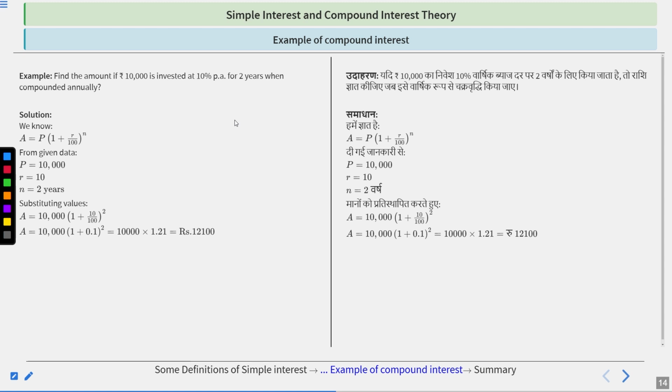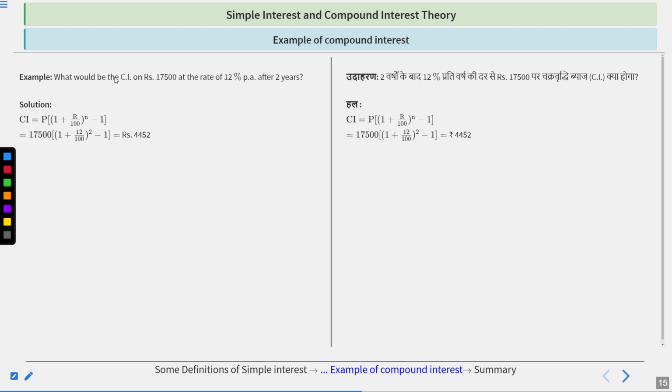There are some examples for compound interest. First example: find the amount if rupees 10,000 is invested at 10% per annum for 2 years when compounded annually. It is very important to understand whether the rate of interest is annual or something else. In this question, the rate of interest is annual. So we know the amount formula is P(1 plus R upon 100) to the power n. From the given data, P is 10,000, R is 10% per annum, and n is 2 years. Substituting these values, 10,000 (1 plus 10 upon 100) to the power 2. So it will become 10,000 (1 plus 0.1) whole square, which is 12,100. Clear? Next one.